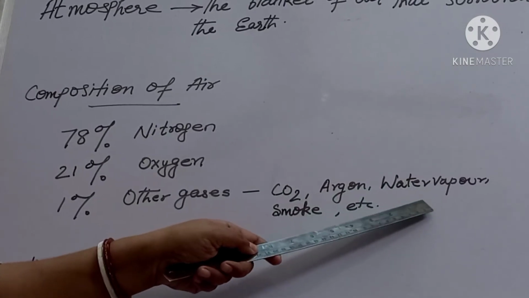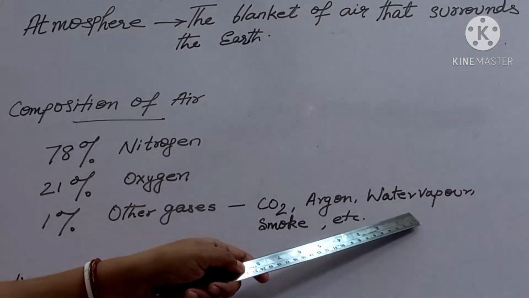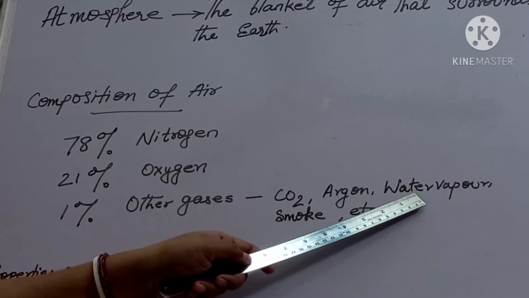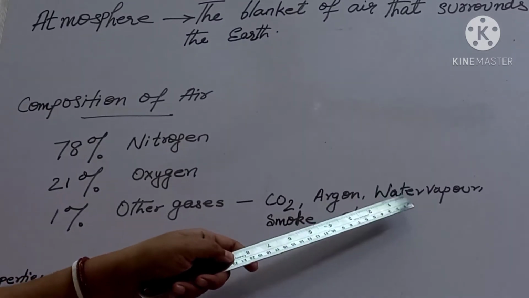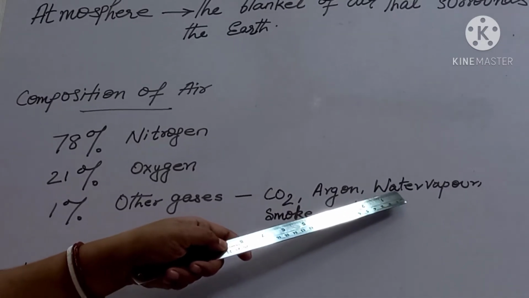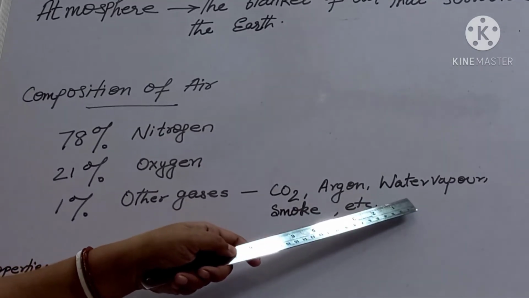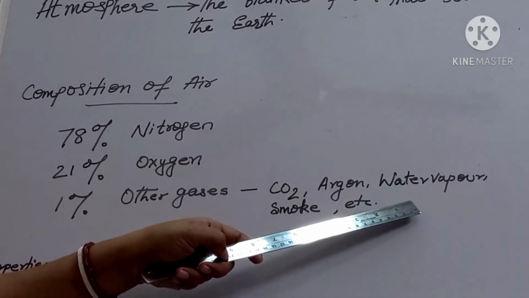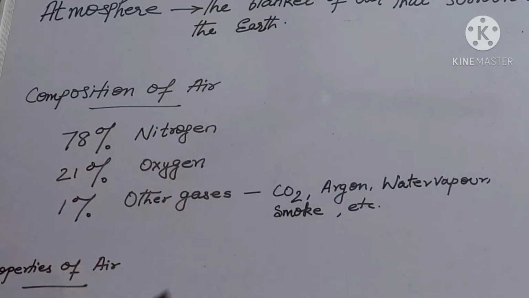About water vapor, the amount of water vapor present in air is called humidity. Air becomes humid when there is more water vapor in it. Humidity is low when the air is dry. High humidity makes us feel uncomfortable, so we sweat, and when we sweat, it does not evaporate easily.